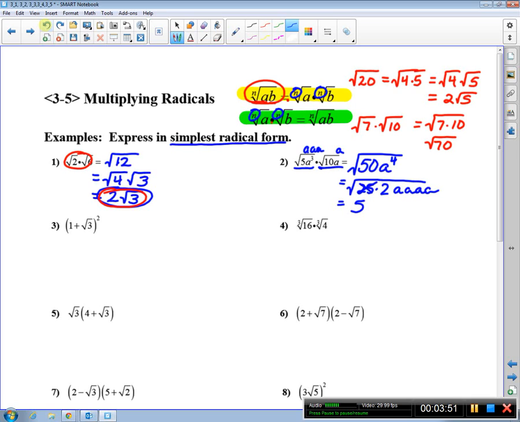25 is a perfect square. And we pull out a times a is a perfect square, and another a times a, which gives me a squared on the outside. And what's left is the square root of 2. So 5a squared square root of 2.